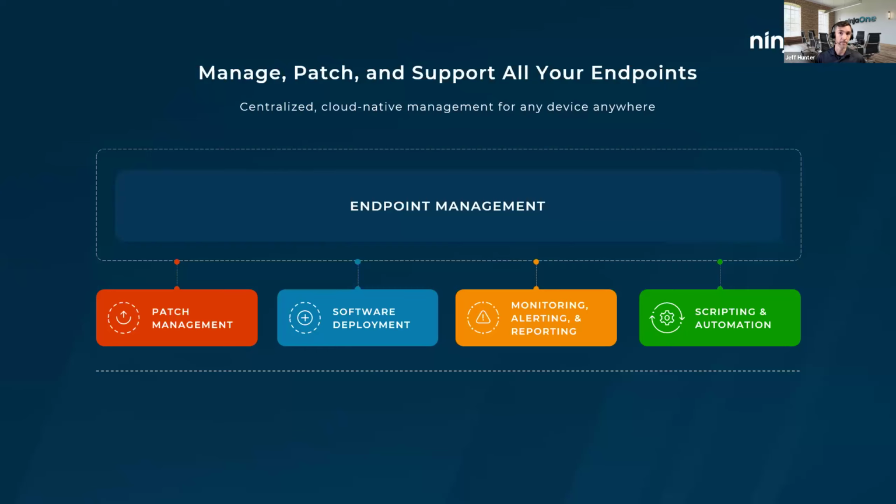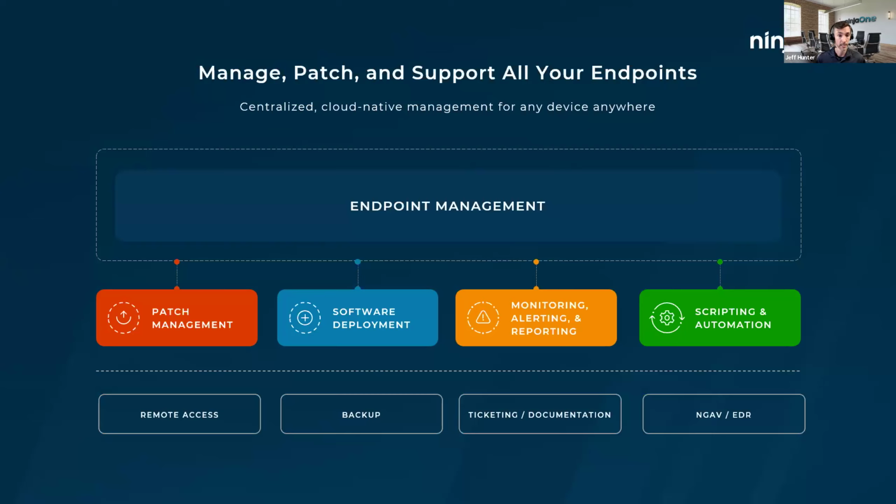Now, right here, we can see maybe the baseline bedrock tenets of endpoint management: patch management, the ability to deploy software, monitoring and alerting, and scripting and automation. Now, there's more behind it that we'll talk about today that Ninja is able to deliver: remote access through Ninja Remote, the ability to back up your files, ensure that you can restore them whenever they're needed, the ability to handle your tickets and all the institutional knowledge tied to the devices that you're managing within the documentation, and of course, the ability to integrate with and deploy antivirus and EDR. We officially announced our CrowdStrike integration today, but we also integrate with SentinelOne, with Webroot, and with Bitdefender GravityZone.